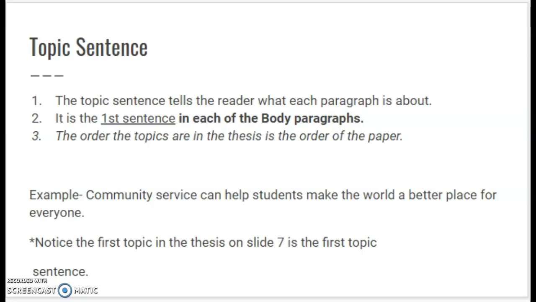That's our first topic. Community service can help students make the world a better place for everyone. We've used that first topic in the thesis sentence. We will do that for each topic. The second topic will be the second body paragraph. The third topic is the third body paragraph.